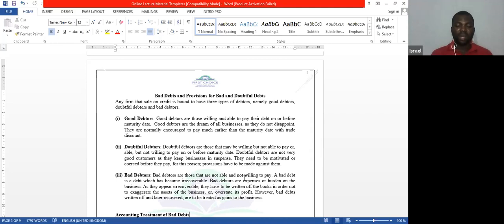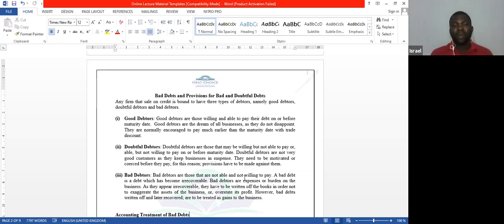This customer A, customer B is owing me an amount. Is it going to pay me? Based on track record and your findings, you're able to classify such debtors as either good debtors or doubtful debtors. A doubtful debtor is 50-50. It means it can pay me or it might not pay me, or it pays 80% and not the 100%, which means 20% is doubtful. That's why they are doubtful.